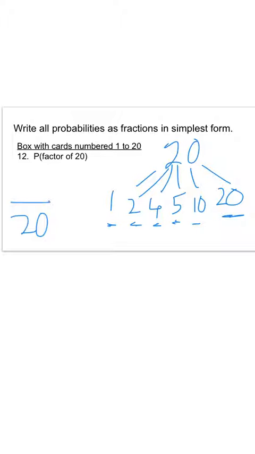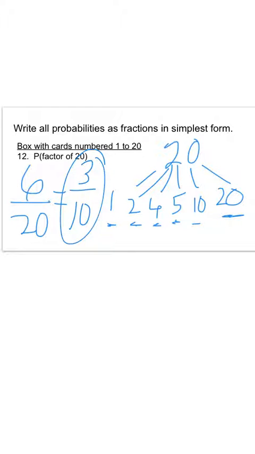That means that you have 6 possible choices, so 6 goes at the top. 6/20ths can be reduced to 3/10. That means you have a 3/10 probability of pulling a factor of 20.